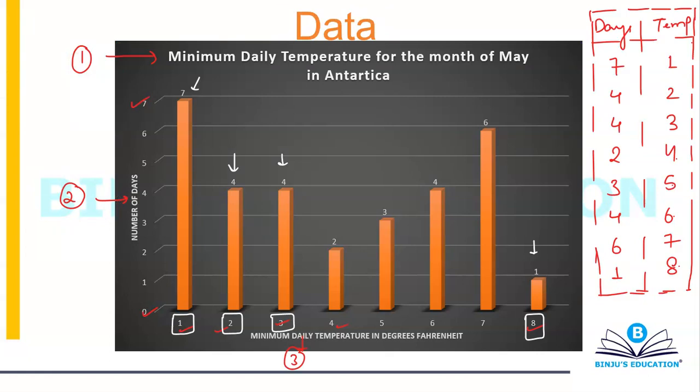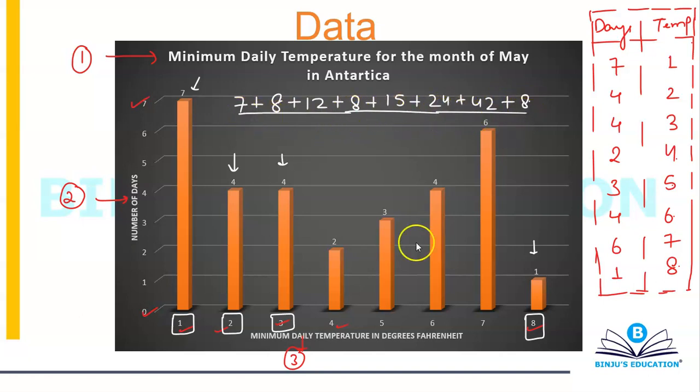So let's do that. If you want to calculate the mean, you have to calculate the total. So that is 7 into 1, which is 7. 4 into 2, that is 8. 4 into 3, that is 12. 2 into 4, that is 8. 3 into 5, that is 15. 4 into 6, that is 24. 6 into 7, that is 42. 8 into 1, that is 8.